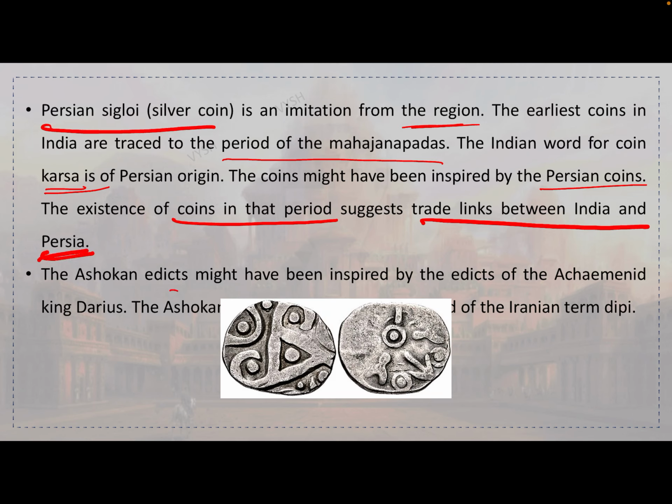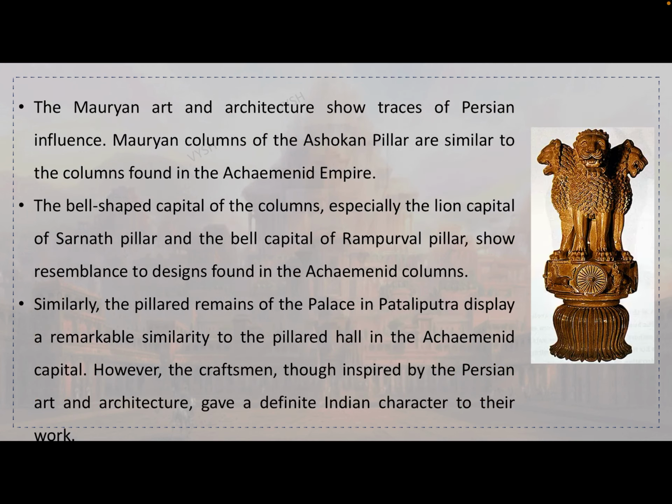The Ashokan edicts might have been inspired by the edicts of the Achaemenid king Darius. In the Ashokan inscriptions the term is lipi, whereas the Iranian term is dipi. These are the coins.